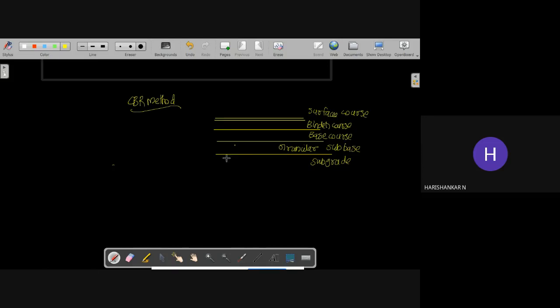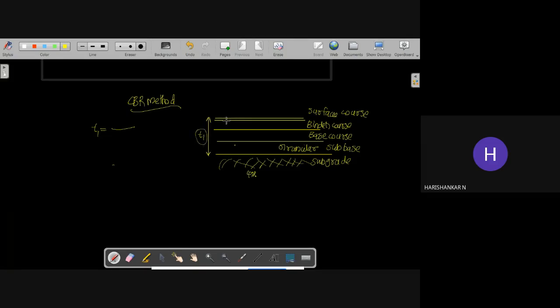So if you want to find out this combined thickness, let it be T1. Okay, T1 is obtained from the graph by considering the CBR of the subgrade. We have obtained the CBR of the subgrade as 4%. So if you find the corresponding value for 4, then you will get the thickness T1.